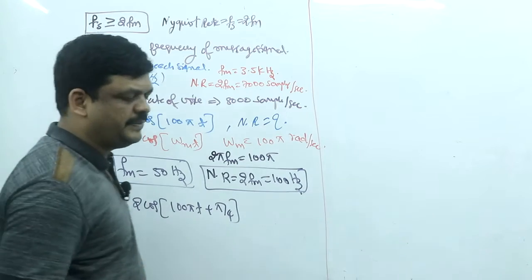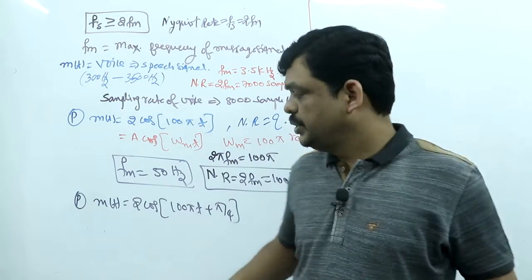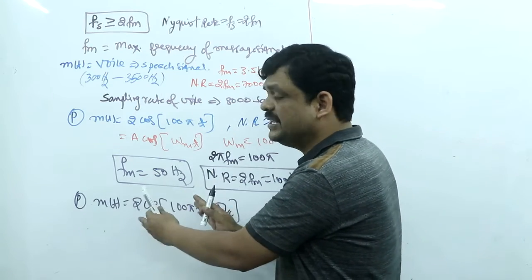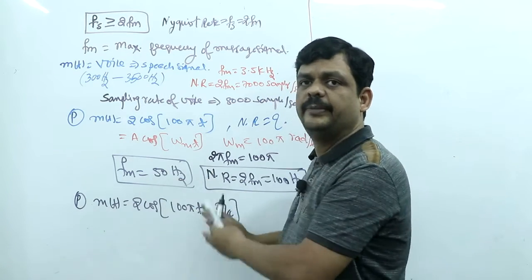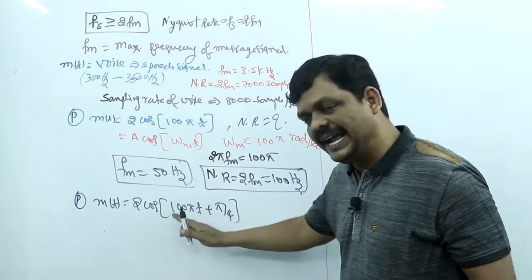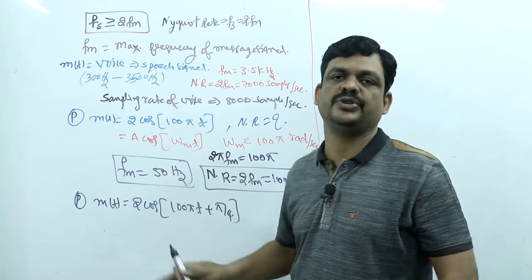Okay, one more signal is defined like this, right? cos(100 pi t plus pi by 4). Plus pi by 4 means the complete signal is shifted towards the left side by pi by 4. So any constant that adds with this angle performs the shifting operation.